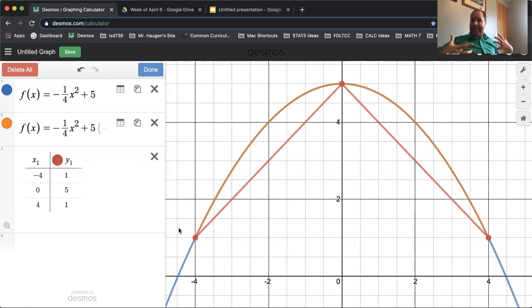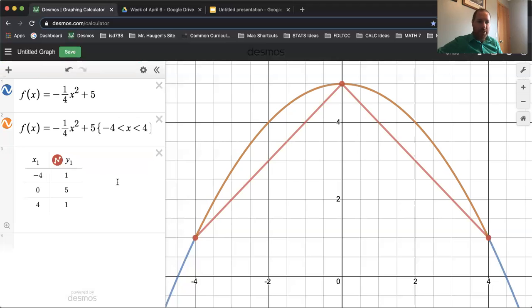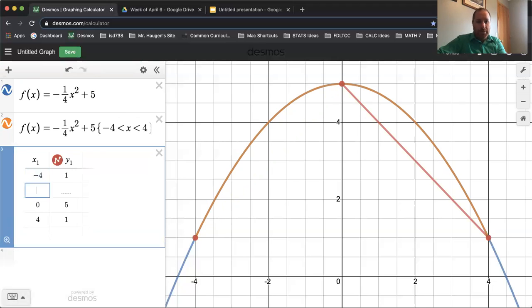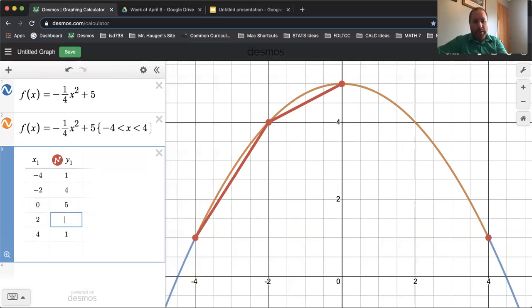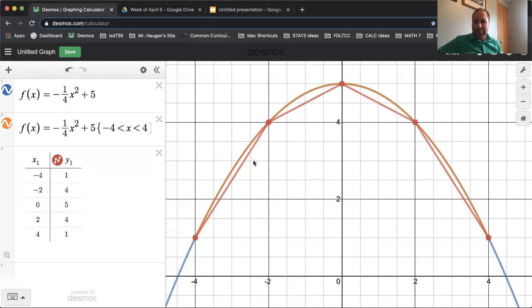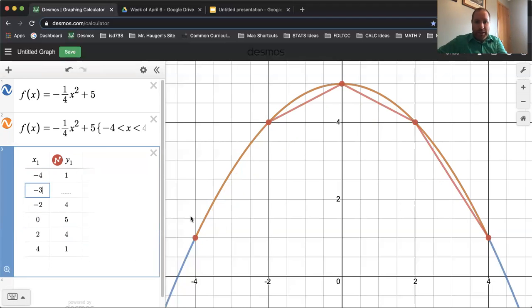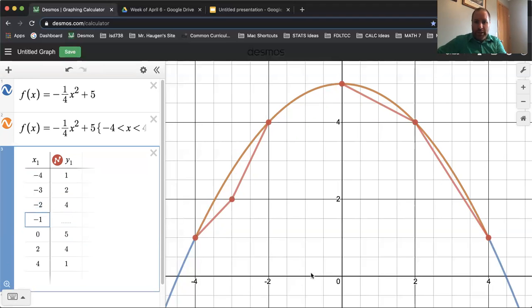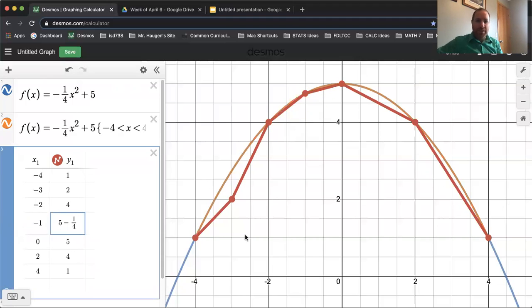And since we're in calculus, if we wanted to make this a little more accurate, we could add in a few more points. Maybe instead of just going from -4, I can add in a point here at -2, 4, and then also mirror that over here at 2, 4. Now it's a little bit closer. And we could go a little bit closer still. Maybe make our spot at -3, 2, and at -1, where is that one going to be? -1 is probably going to be at 5 -1/4. I'm just going to put that in there.